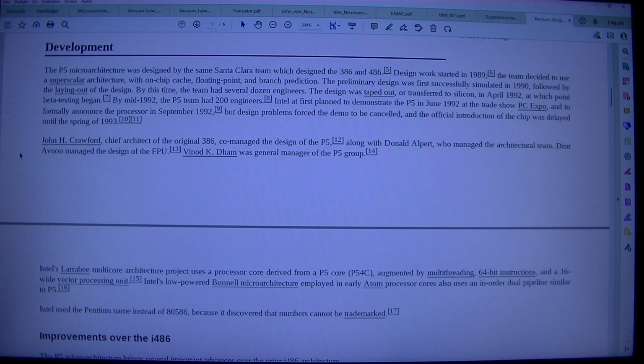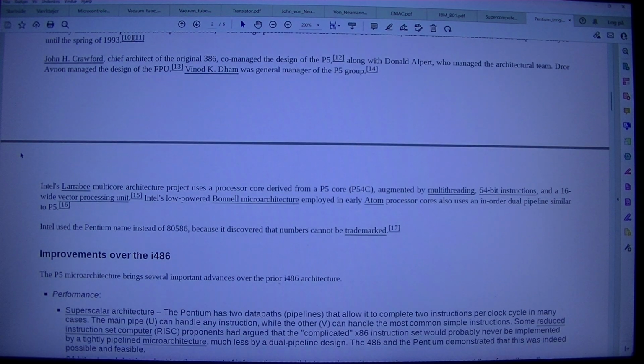John H. Crawford, chief architect of the original 386, managed the design of the P5, along with Donald Alpert, who managed the architectural team. Dror Avnon managed the design of the FPU. Vinod K. Dham was general manager of the P5 group.